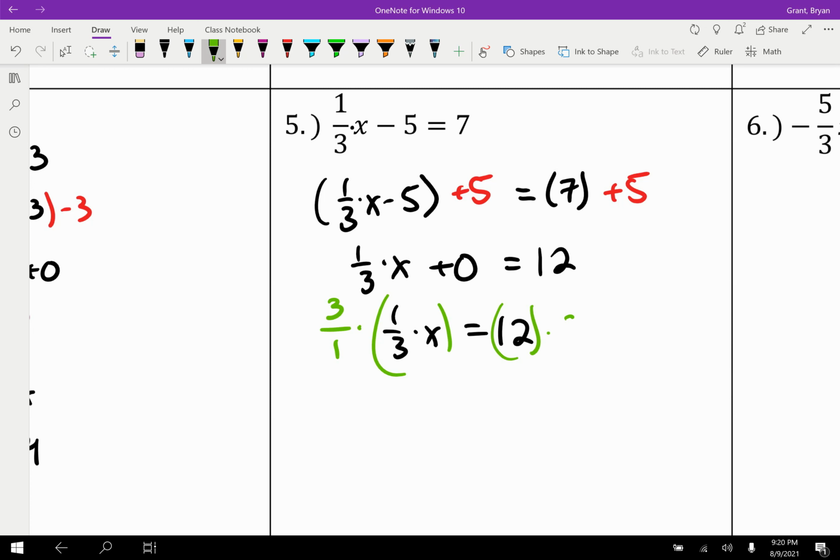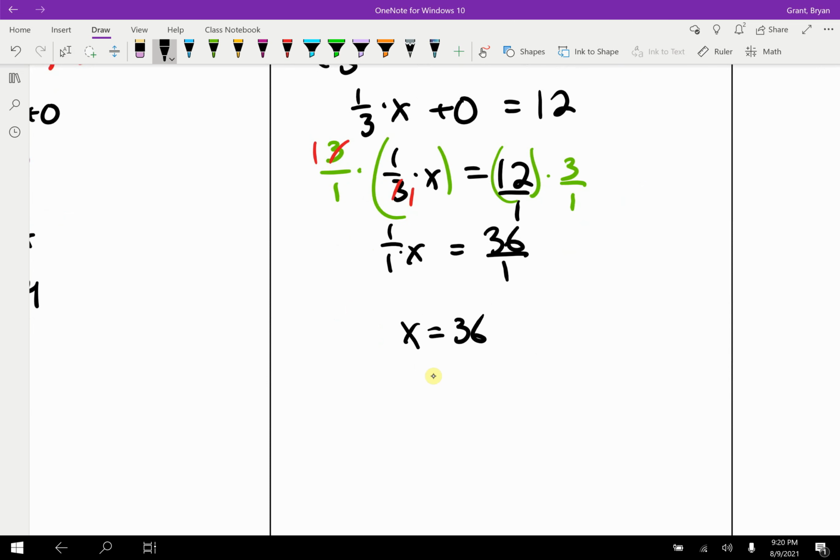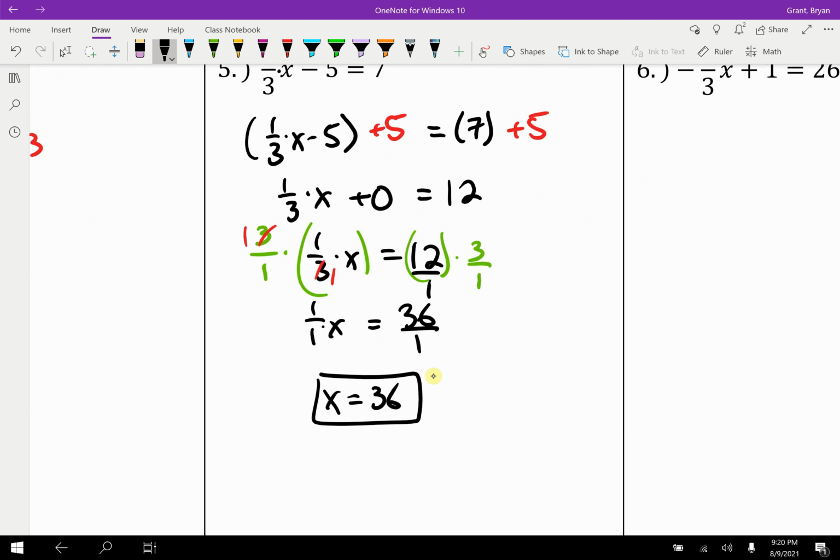Same thing with the 12. I'm going to multiply by 3 over 1. Let's maybe put that 12 over 1 too. When we multiply reciprocals, they will always cross-reduce, and they will always give us 1 over 1x. On the right side, we can just multiply straight across. 12 times 3 is 36 over 1. In fact, dropping all those extra 1's, don't we just get x equals 36? And that's pretty easy. Multiplying by the reciprocal of 1/3 is 3 over 1. That's just multiplying by 3.